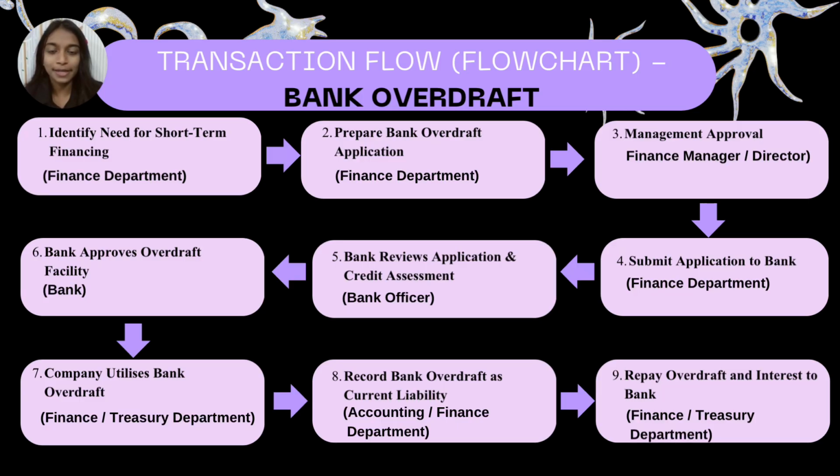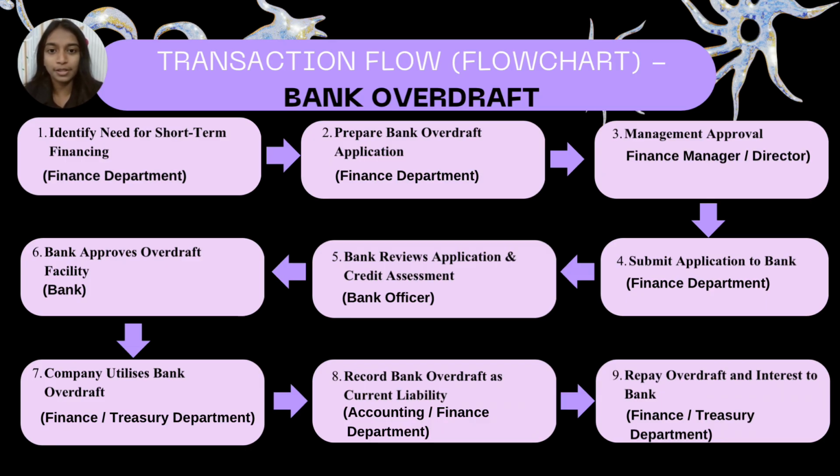Now I would like to explain the transaction flow for a bank overdraft. The process starts when the finance department identifies that the company requires additional short-term funds due to insufficient cash. The finance department then prepares a bank overdraft application together with the necessary supporting documents such as financial statements and other required information. After the application is completed, it is reviewed and approved by the finance manager or director. This approval ensures that the company has properly authorized the borrowing before it is submitted to the bank.